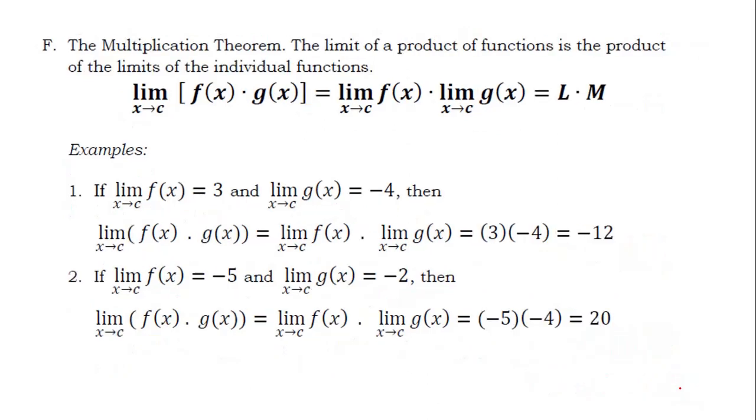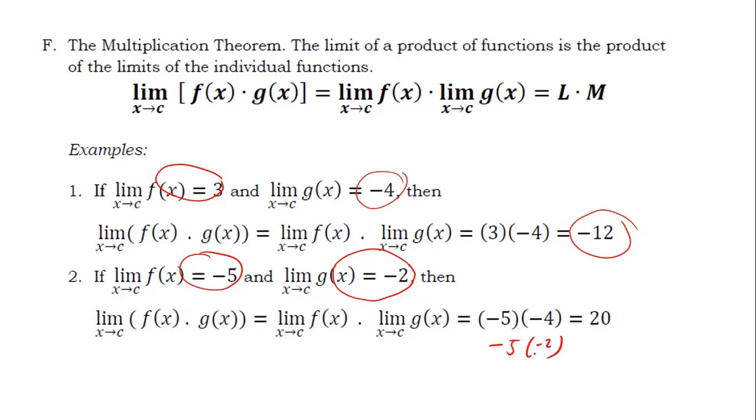For multiplication, it is the same. Just get the limit of the two or more functions and multiply. The limit of this is 3, the limit of this is negative 4, multiply, that is negative 12. The limit of this function is negative 5 and the limit of this function is negative 2, just multiply, negative 5 times negative 2, that is positive 10.